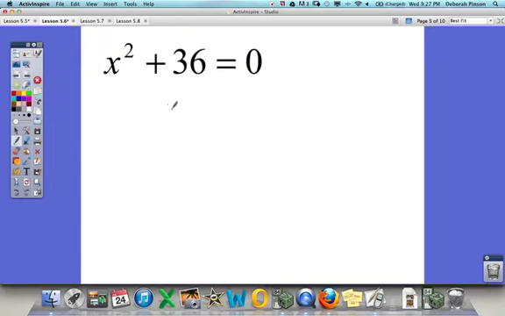Okay, let's do one more when we're solving. So I'm going to move the 36 to the other side of the equal sign and take the square root. So x equals plus or minus 6i.